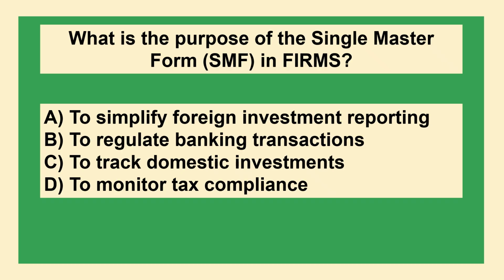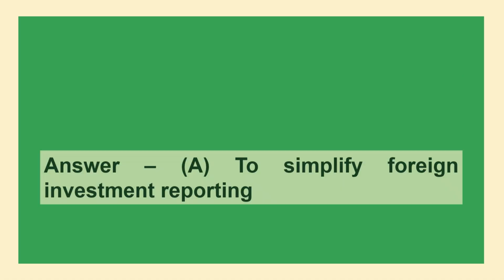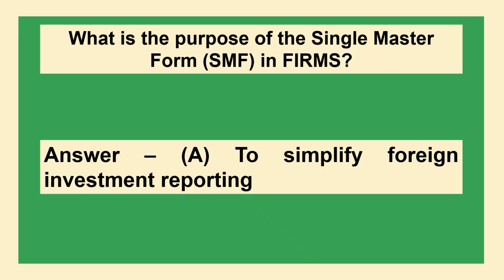What is the purpose of the Single Master Form, SMF, in FIRMS? Option A, to simplify foreign investment reporting. Option B, to regulate banking transactions. Option C, to track domestic investments. Option D, to monitor tax compliance. The answer is option A, to simplify foreign investment reporting.